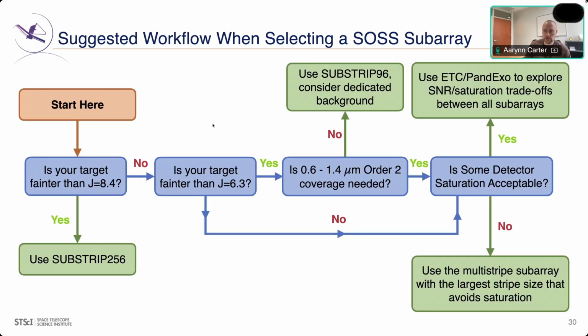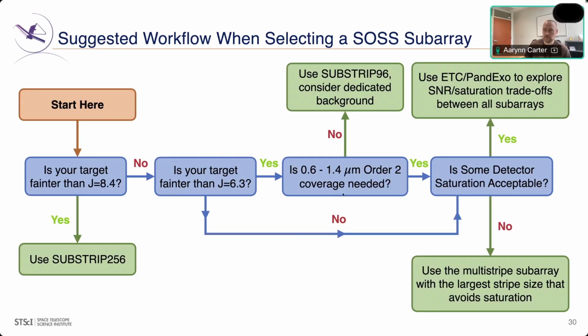The next question should really be, is it fainter than J of 6.3? This is the saturation limit of that smaller stripe, the standard stripe, SUBSTRIP96, which just chops off the top 160 pixels of the subarray. If it is fainter than that, you need to ask yourself, is there some kind of 0.6 to 1.4 micron order 2 coverage that you really, really want to get? If you don't think that's the case, then you're safe to just use SUBSTRIP96, but you might want to consider a dedicated background because you won't be able to estimate the background very easily from the subarray as is.